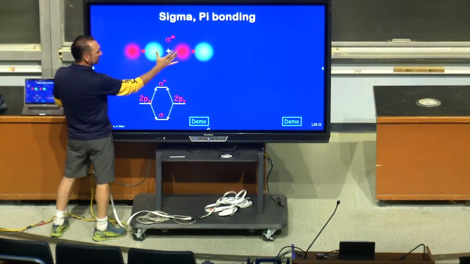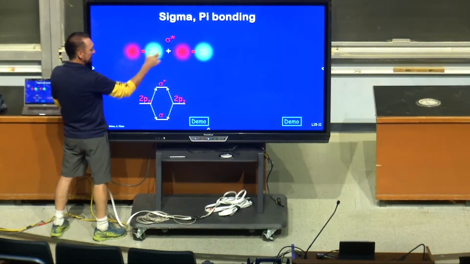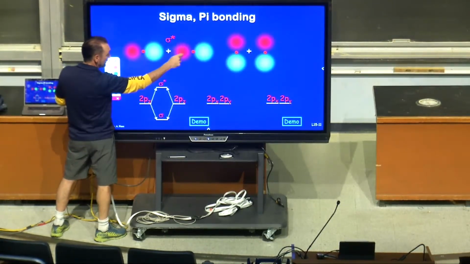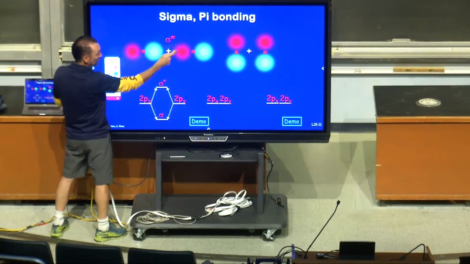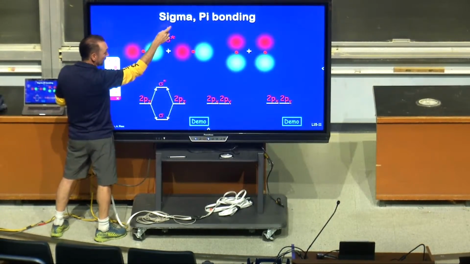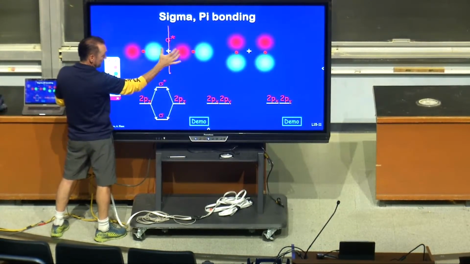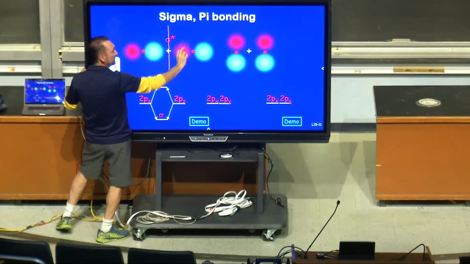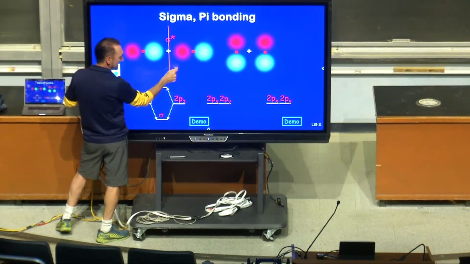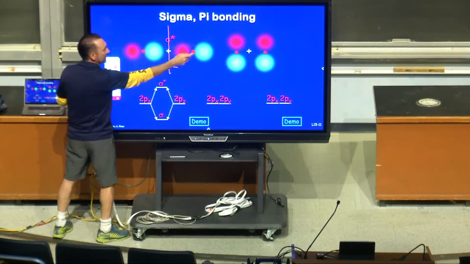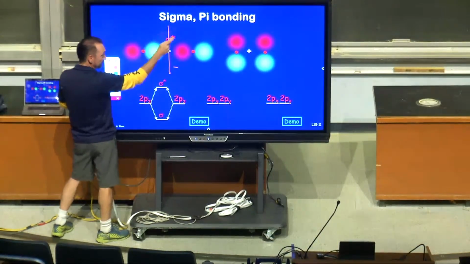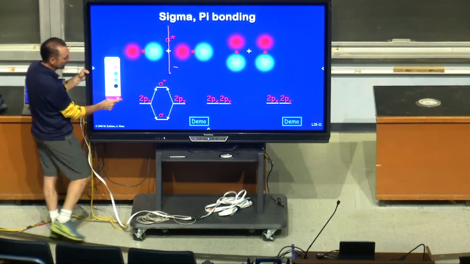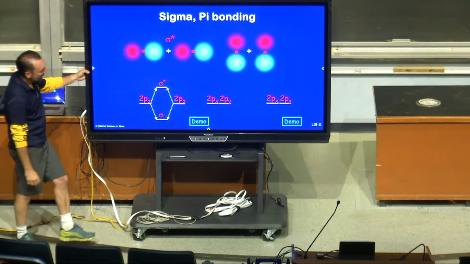In this case, the plus combination is antibonding because, here we go again, we have to know this. This and this give you destructive interference. Those destructively interfere. If you reverse this one, that is, take the minus combination, then you would have constructive interference, two of the same color lobes, and you would form that.